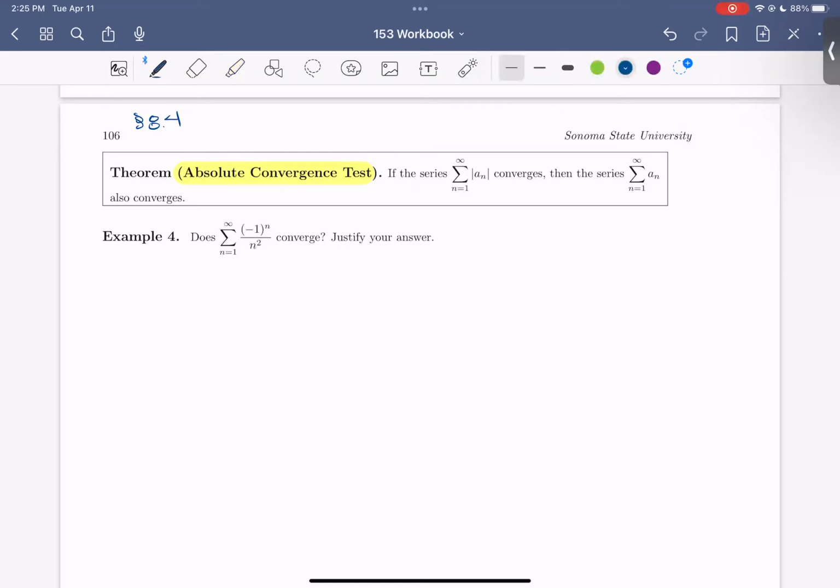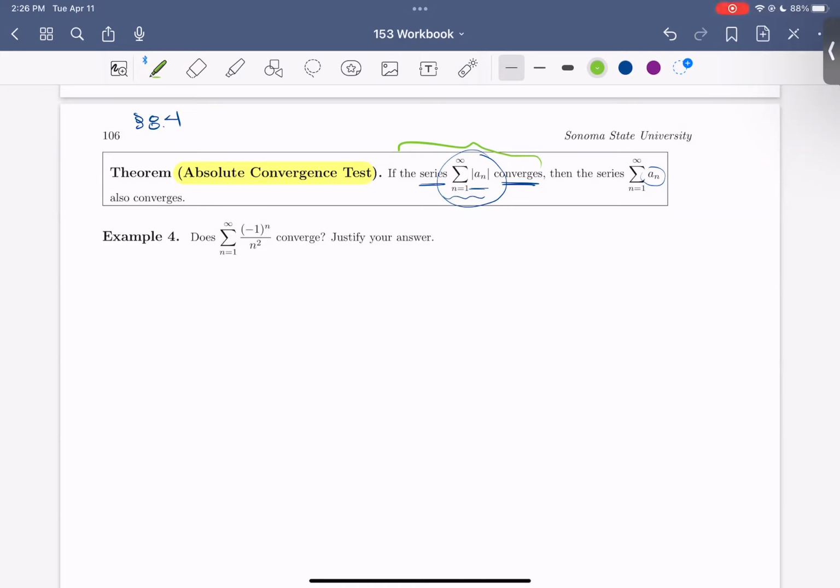So this theorem says that if a series, that is the sum from n equals 1 to infinity of the absolute value of a sub n converges, so if we somehow know this series converges, then the series of just the terms without absolute value also converges. So notice how this first statement about the series of absolute values converging is a more strict requirement than the sum of just the a_n converging.